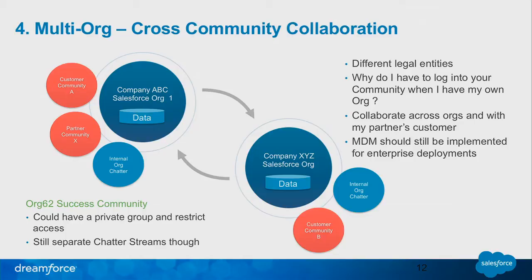You still need to think of MDM, so there may be a need to make sure that you've got understood data, especially with your partner network, to make sure accounts and contacts are shared, even cases. An example of this today: when you go on to the success community, you're actually logging into Org62, which is seamless in terms of sign-on, but it's still a separate chatter feed, isn't it? You go in there and you have conversations, you collaborate, separate to your daily work in your own org. There are separate chatter streams.